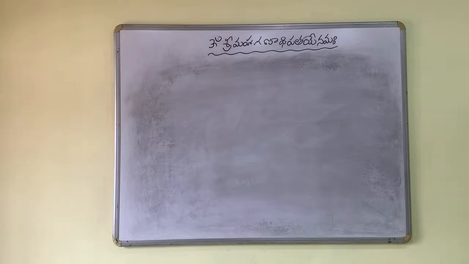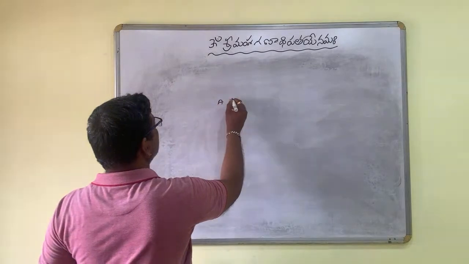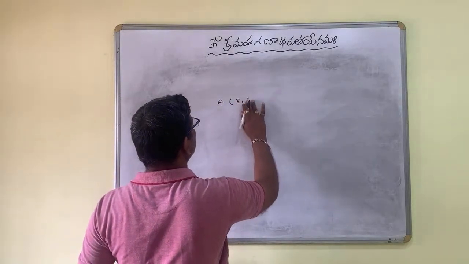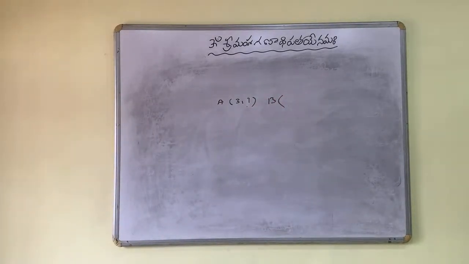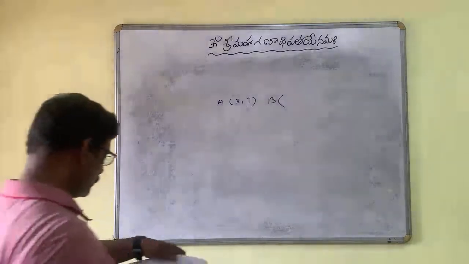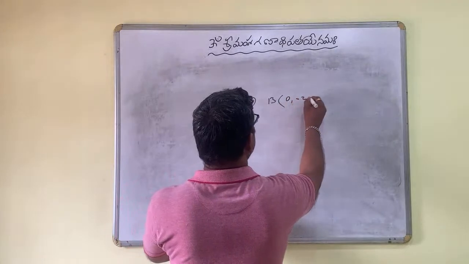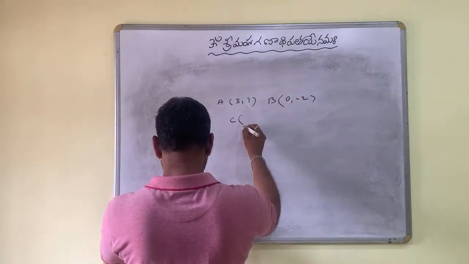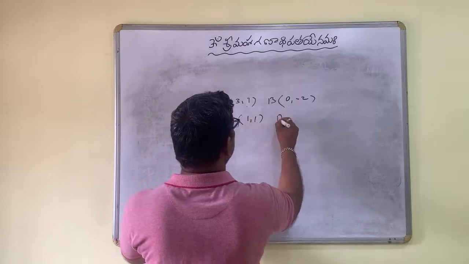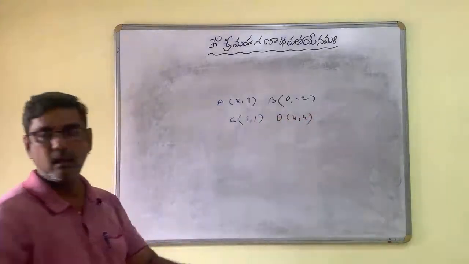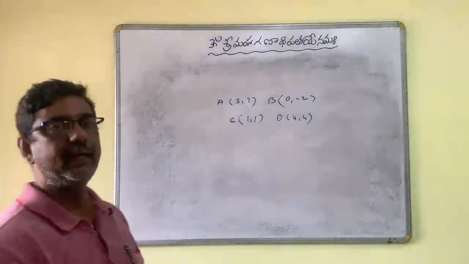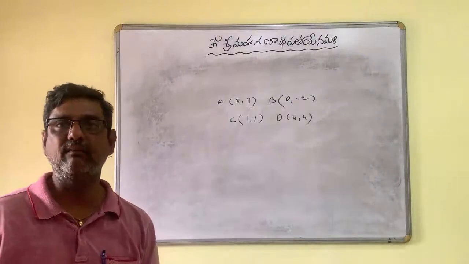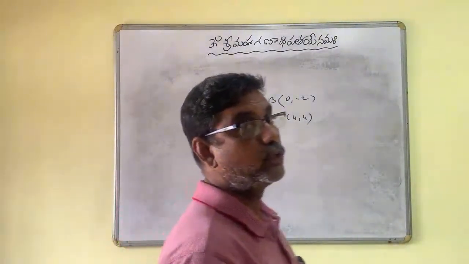Show that A (3, 1), B (0, -2), C (1, 1), D (4, 4) are the vertices of a parallelogram. We need to prove these 4 are the vertices of a parallelogram using the section formula.